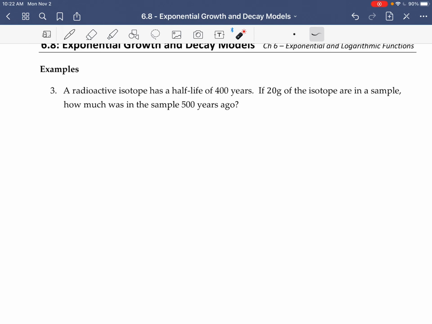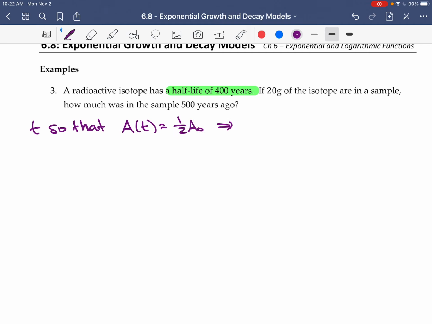So suppose a radioactive isotope has a half-life of 400 years. So let's just highlight that. That's our first piece of information. So what that tells us is that half of A0, so that A of T is 1/2 the initial amount, is going to be T equals 400. Okay, so that's what this tells us.